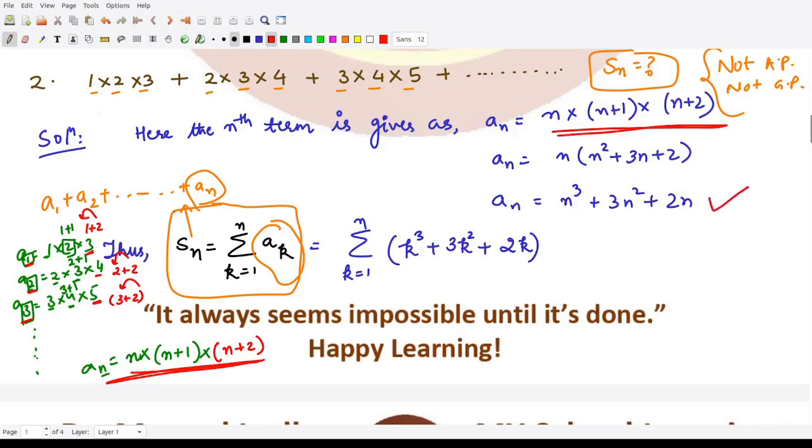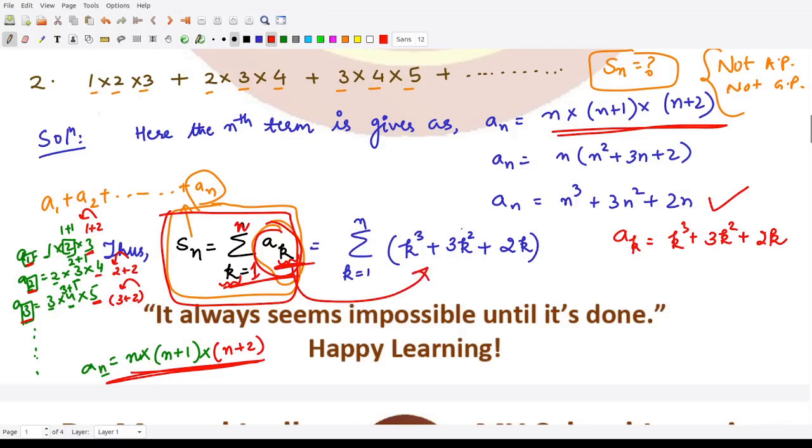Now in order to calculate the sum up to the first n terms, you have to take this summation. Notice that in this summation we are using the index k instead of n, and we are saying k varies from 1 to n. So your last term would be n and your answer would be in terms of n only. K is just a dummy variable. So you can substitute the value of ak here. An is known to you, so ak would be k cube plus 3k square plus 2k. So you can substitute it here.